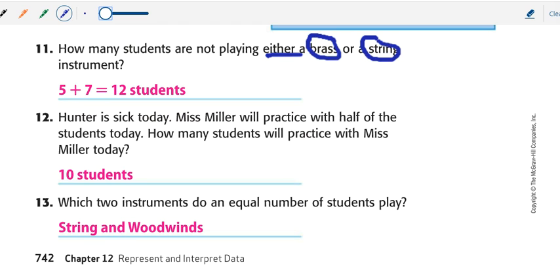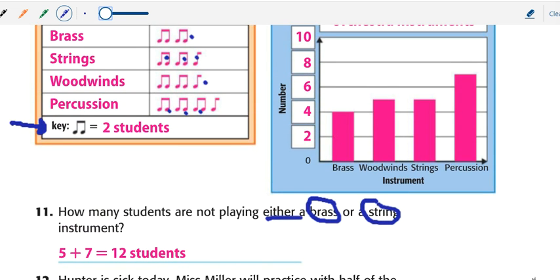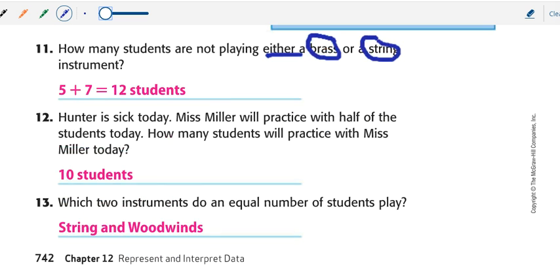Hunter is sick today, so Miss Miller is going to practice with half of the students. Remember that half means mitad. Which 2 instruments do an equal number of students play? Okay, remember which 2 instruments have the same number of students? Strings and woodwinds. Okay, they have 5 and 5. So strings and woodwinds is the answer for number 13.